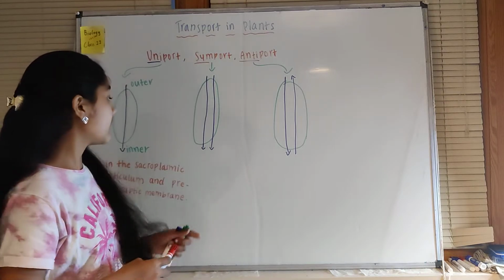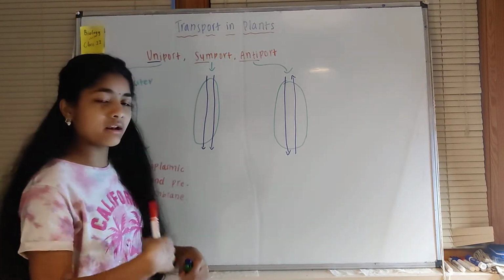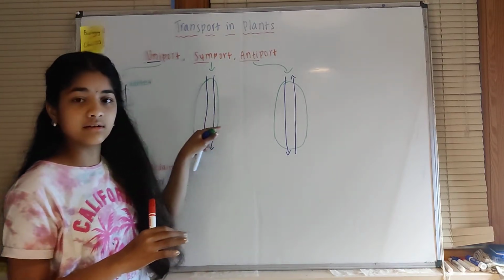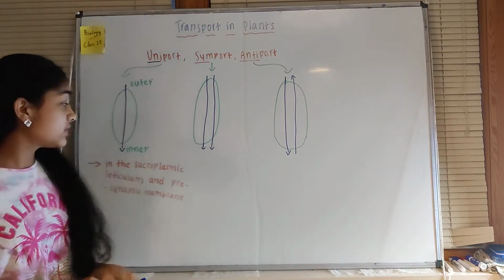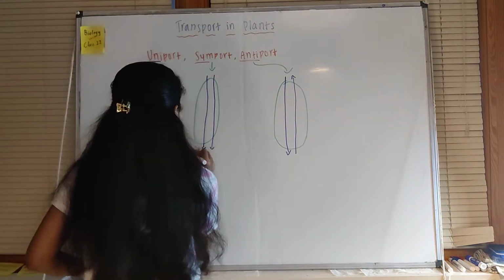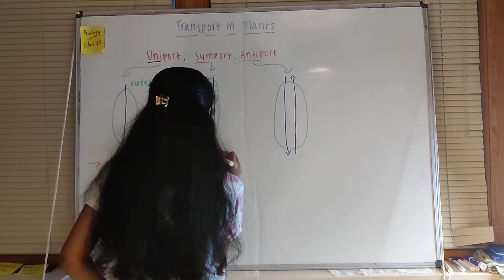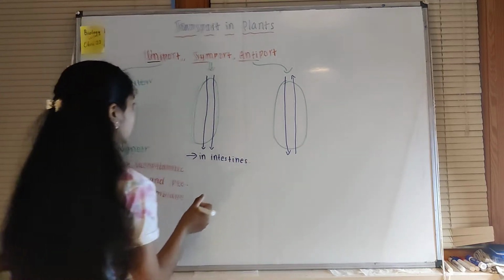Symport: two particles move from outer to inner or inner to outer in the same direction. There are two particles here. Here there is just one particle. Here two of them are there. This kind of transport happens mostly in the intestines, so in the small intestine, large intestine, the digestive tract.